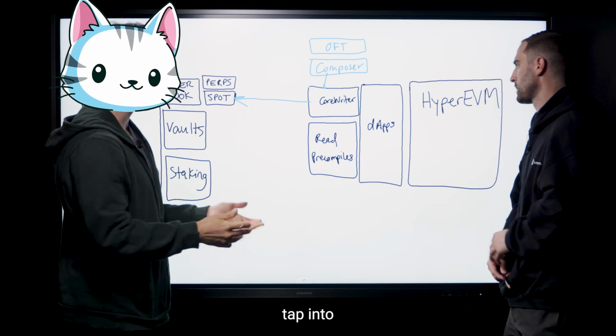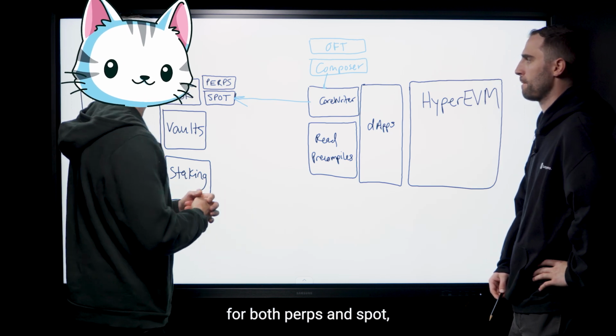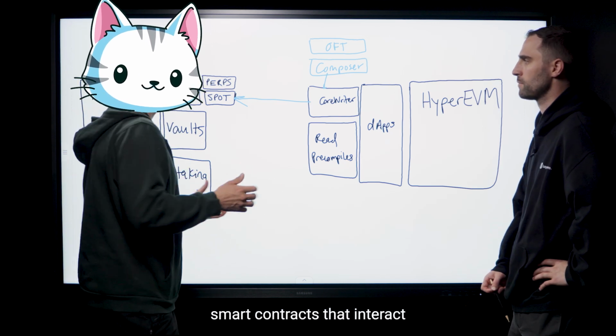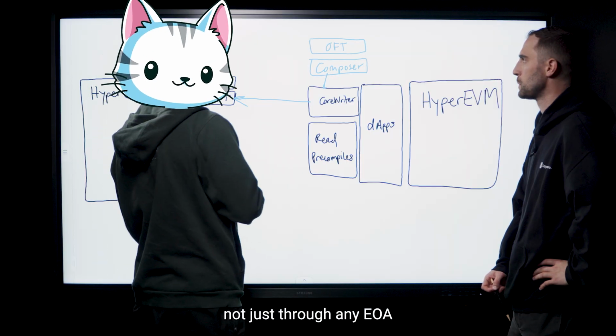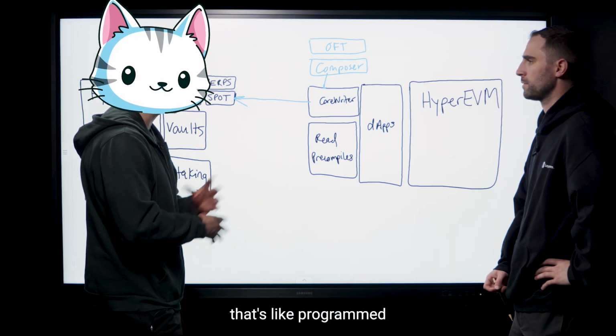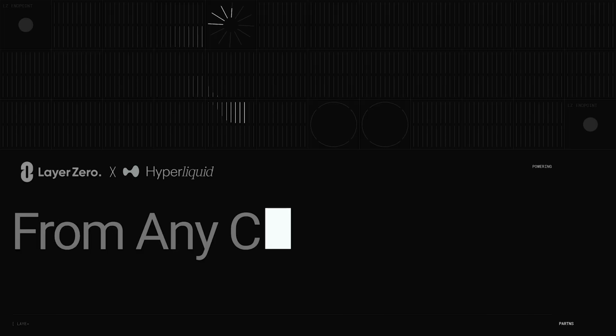Imagine you can just tap into a liquid order book for both perps and spot and just build smart contracts that interact, not just through an EOA, but through something that's programmed into a contract.